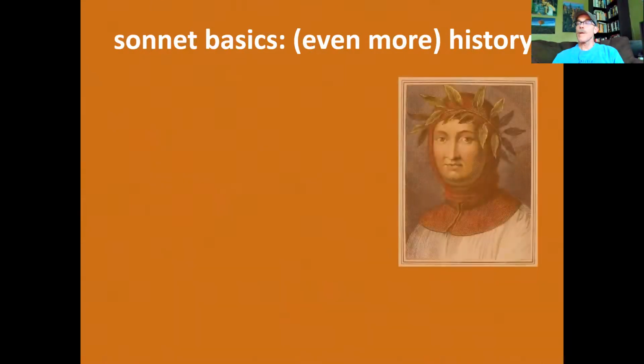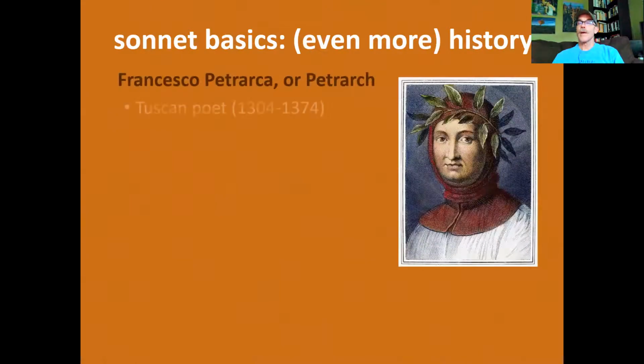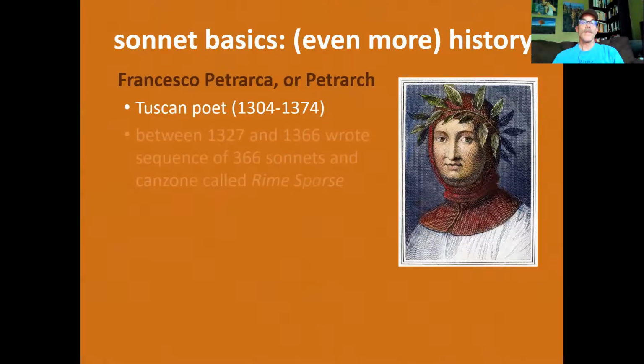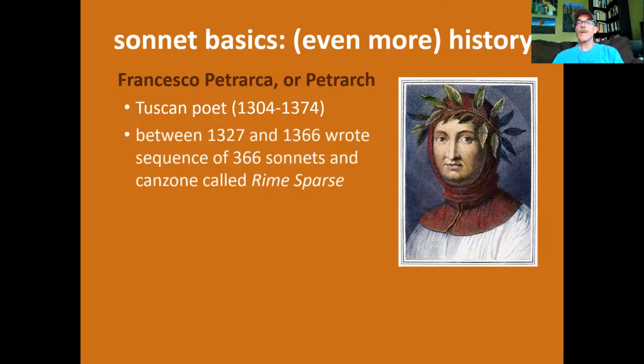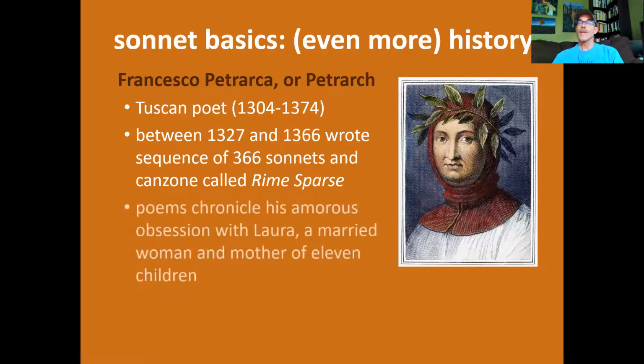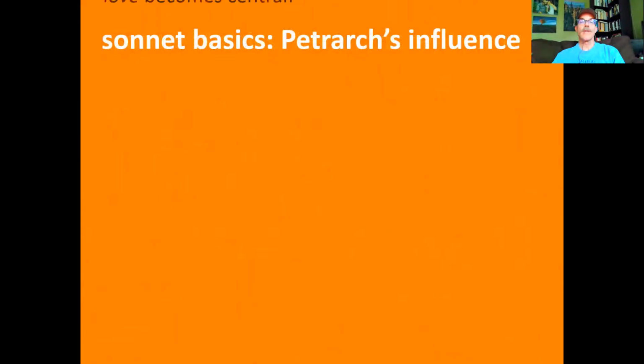So what ends up happening is that this handsome chap, Francesco Petrarca, that we know as Petrarch, a Tuscan poet, lived in the early 14th century. Between 1327 and 1366, he writes a sequence of 366, I mean, think about it, sonnets and canzoni. That collection is called the Rima Sparse. These poems more or less chronicle his amorous obsession with a woman named Laura, married, mother of 11 children. Holy smokes. So you want to talk about your unrequited love, there you go.